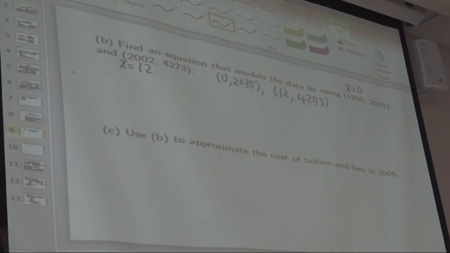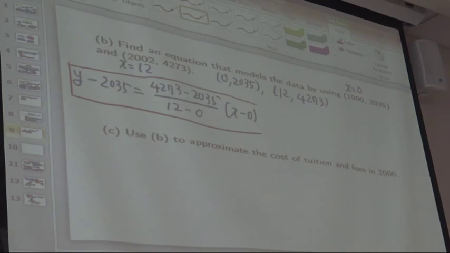When you have two points, we can use the formula: y minus y1 equals (y2 minus y1) over (x2 minus x1) times (x minus x1), with y1 equal to 2035. So this is the linear model by using these two points. Now when you simplify this, we have y equals 186.5x plus 2035.